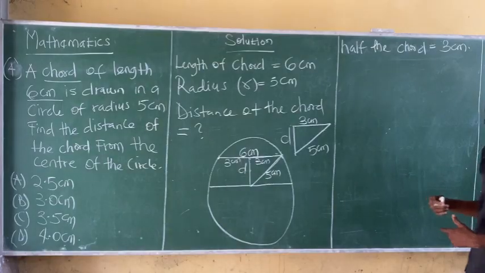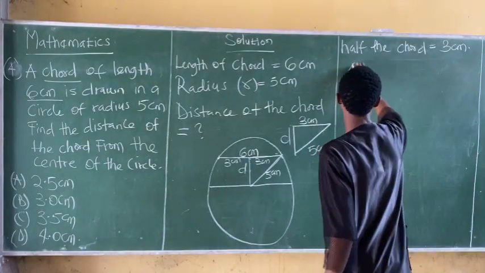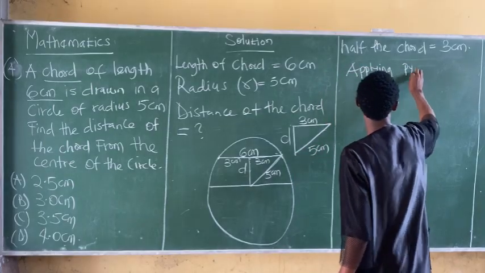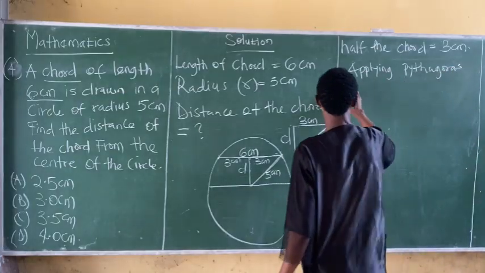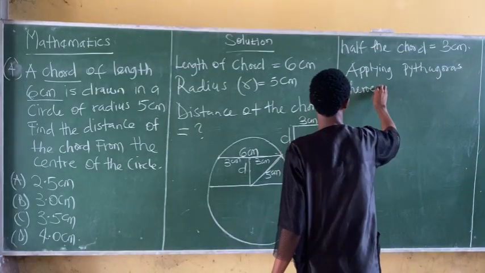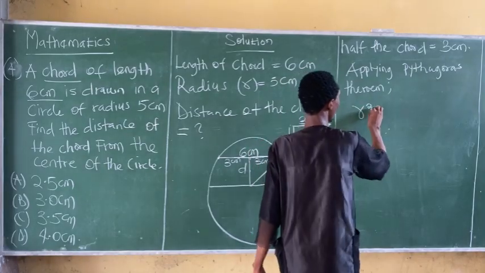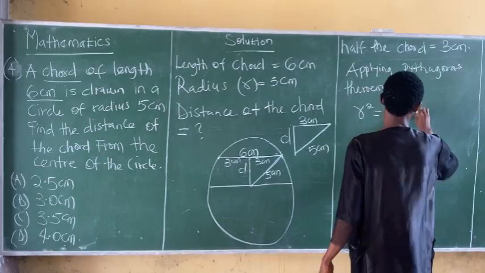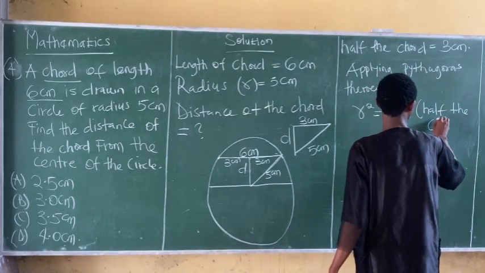Now, let's apply Pythagoras theorem here. Applying Pythagoras theorem, we have that r square is equal to d square plus half the chord square.